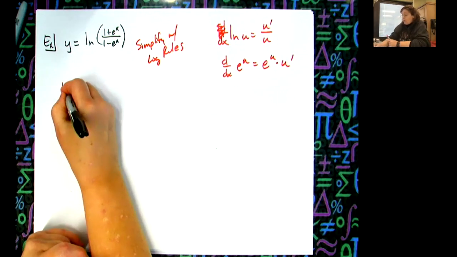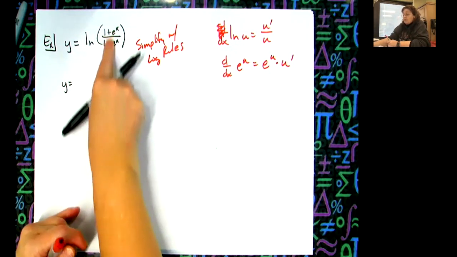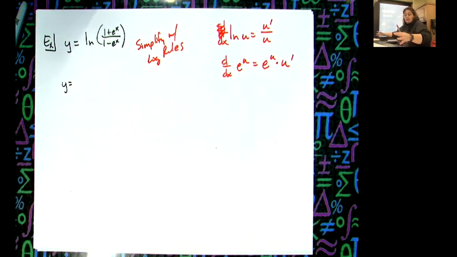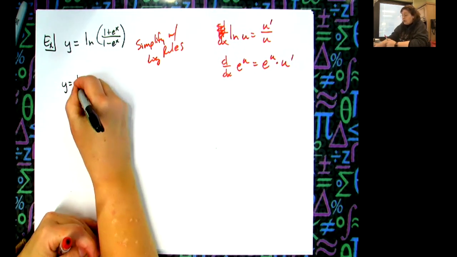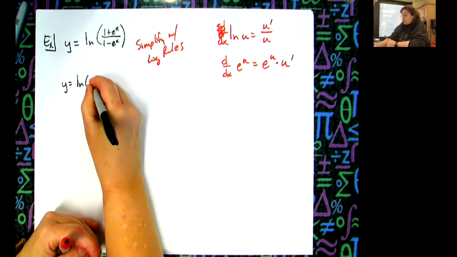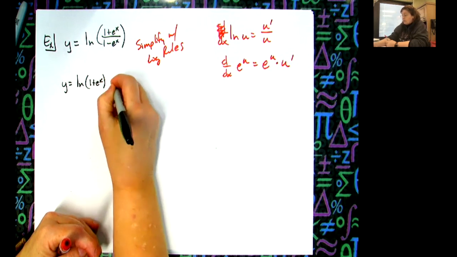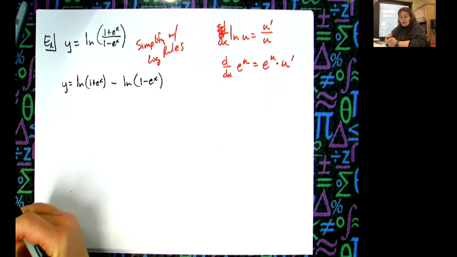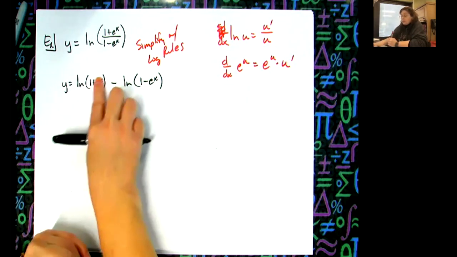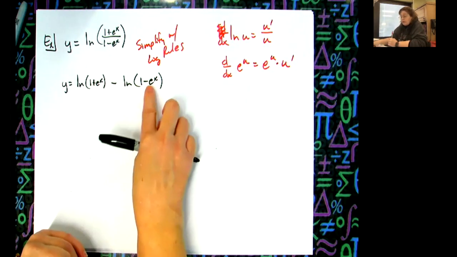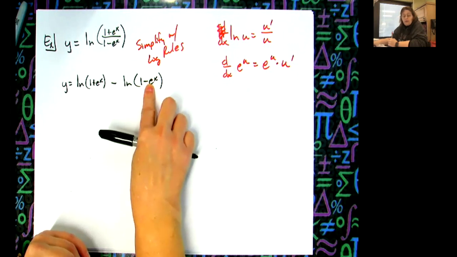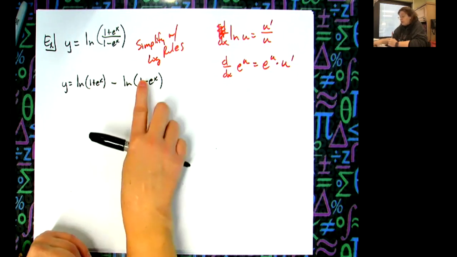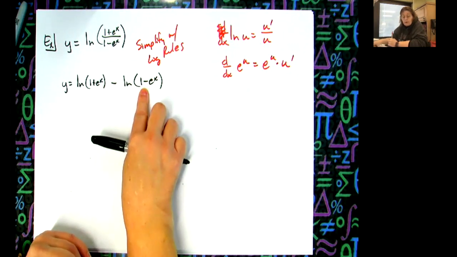So I'm going to keep my y. I've got a division here, so I can expand this out using subtraction: natural log of (1 plus e to the x) minus natural log of (1 minus e to the x). Now look at this. This is going to be easy to take the derivative of. I'm going to have a u prime over u here.